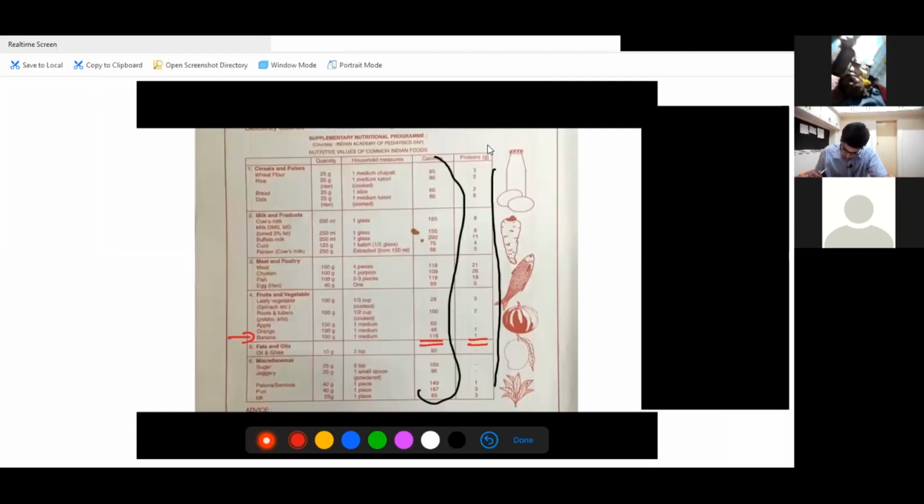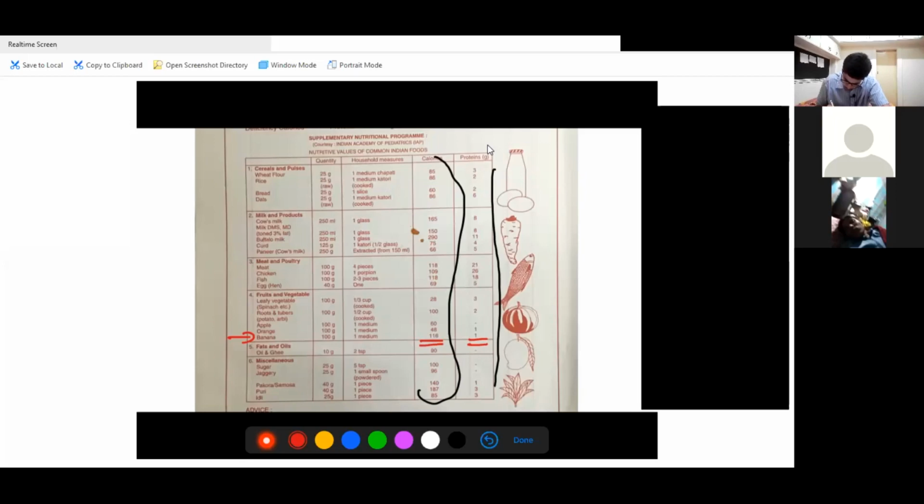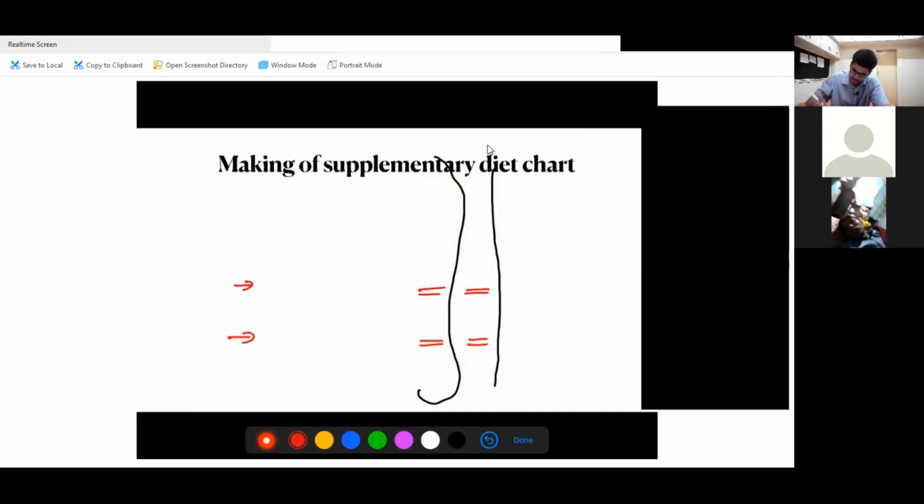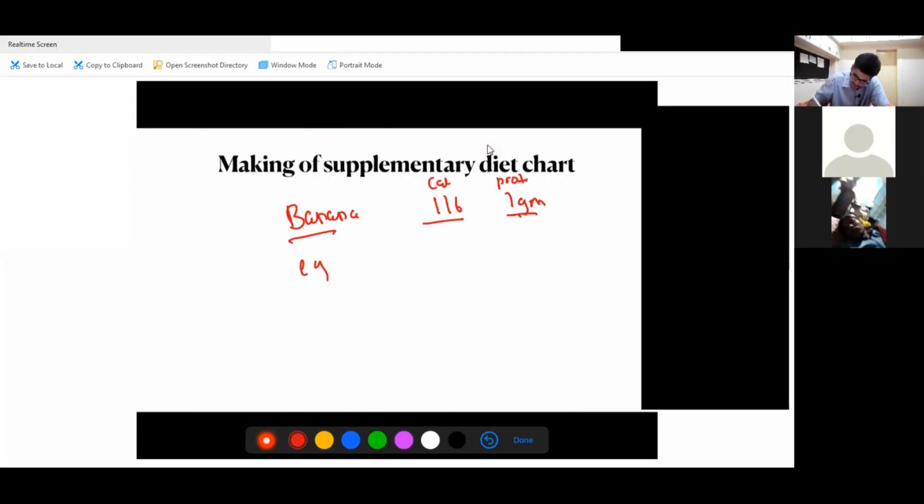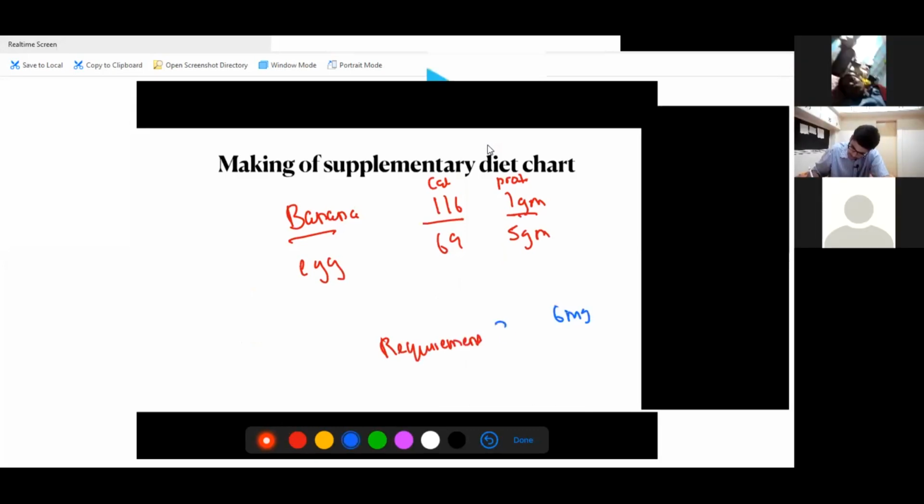Second thing, come back to the chart, go to egg. One boiled egg. One whole boiled egg will give you 69 calories and 5 gram protein. Write it here. Now, what was the requirement of the supplement? The requirement was getting 6 gram protein and 300 calories.